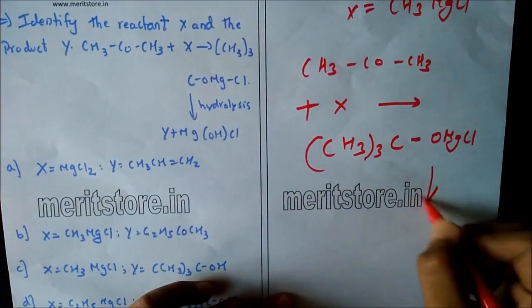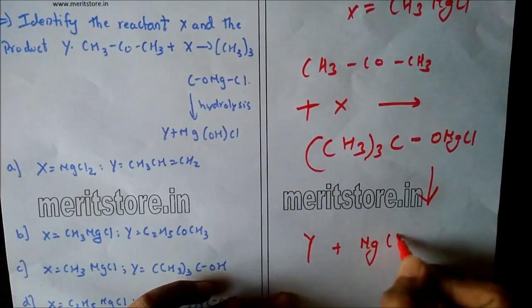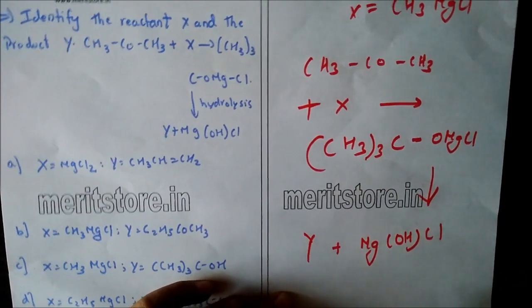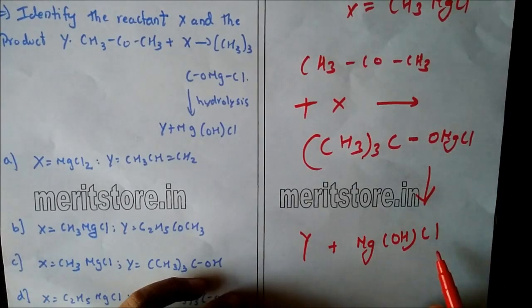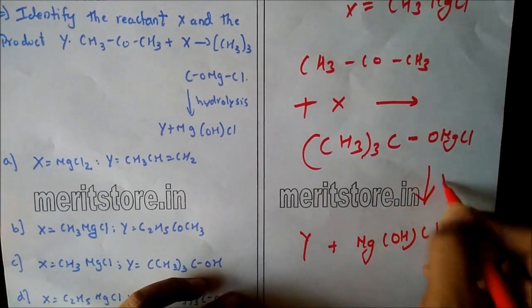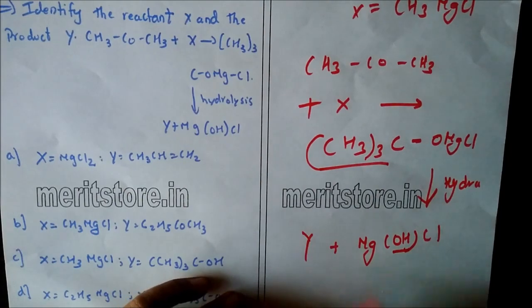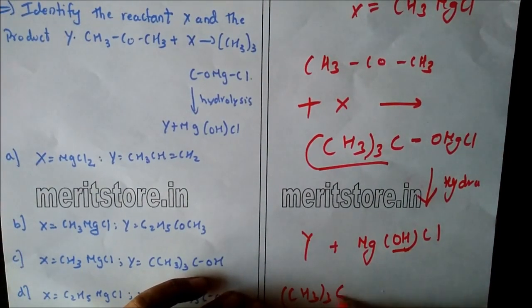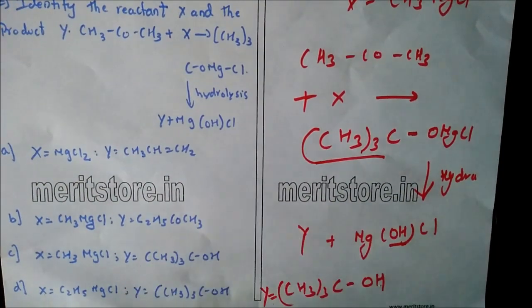Now on hydrolysis of the same, we get the answer as Y plus Mg(OH)Cl. Now what is happening here? (CH3)3C is staying and Mg(OH)Cl is coming out. Since this is hydrolysis with H2O, OH will come here. Therefore, the answer will be (CH3)3C with OH. Therefore, X is CH3MgCl and Y is (CH3)3C-OH, which is option C.